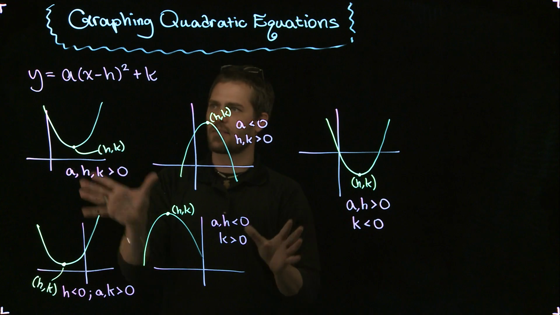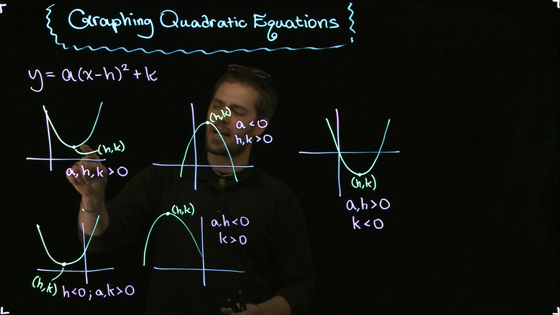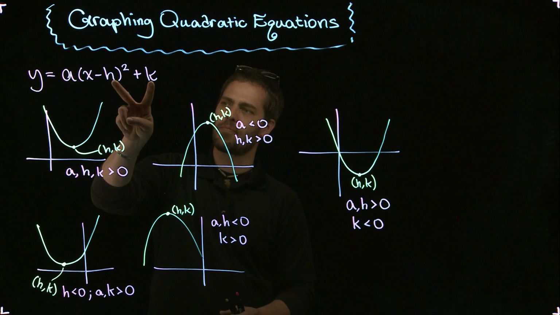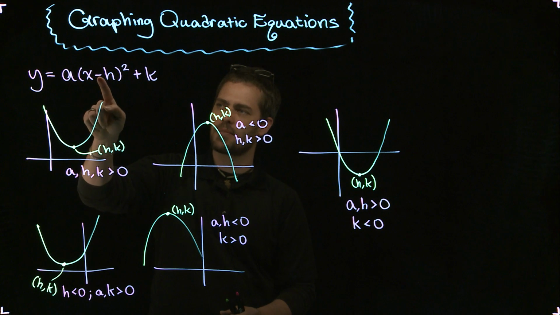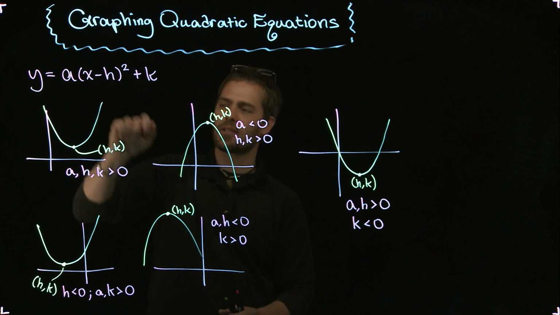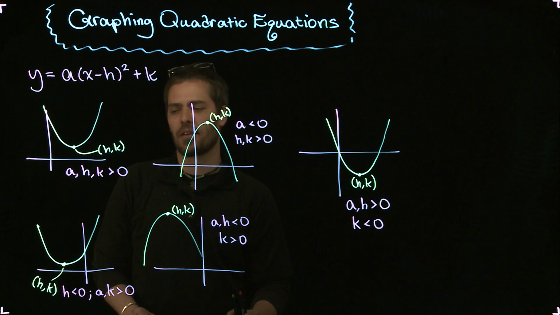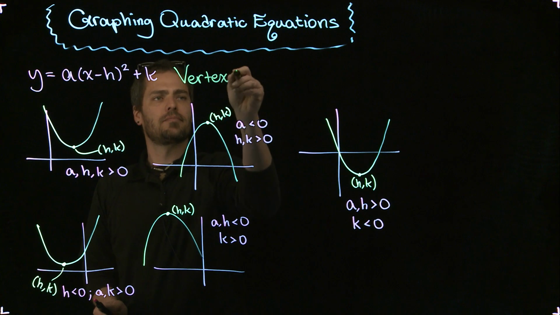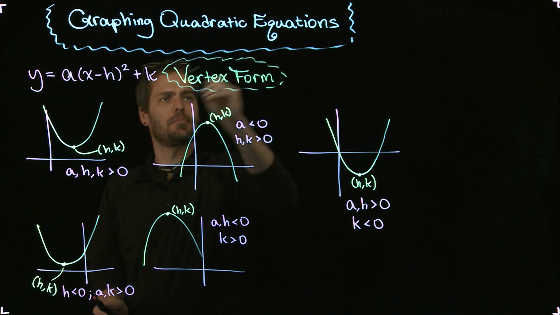So here are just several cases of what this general form does. And I hope you realized in our last video that the vertex can always be found by looking at just these two numbers right here, h, k. If you have your equation in this form where you have x minus some value here, then whatever that value is tells you the location of the vertex on the x-axis. This tells you the location of the vertex on the y-axis. Let me just go ahead and label this vertex form. I'm not sure if that's what everybody calls it or not, but it makes a lot of sense to me.